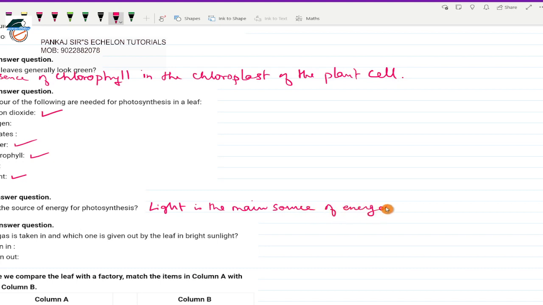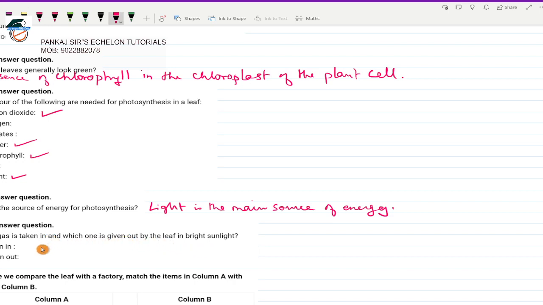Okay. For this photosynthesis process. Right. Next question is a short answer question. Okay. And it says, which gas is taken in and which one is given out by a leaf in a bright sunlight? Okay. So when there is a bright sunlight, obviously it is a daytime, and during the daytime, what is taken in by the leaf and what is given out by the leaf?